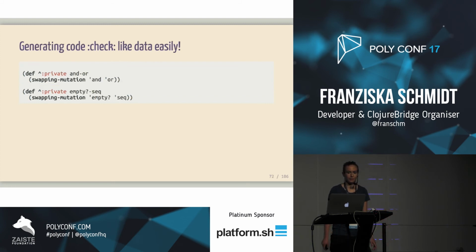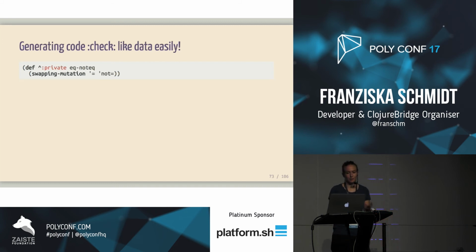And there are some more examples, like you could change and or, again using the operators to say we're treating code as data here. Empty seq or equals and not equals is also an interesting example.